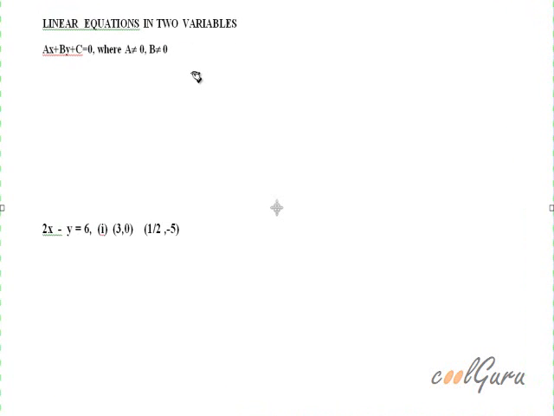This lecture is on linear equation in two variables. Consider this case, ax plus by plus c is equal to 0. This is the general form of linear equation in two variables. Before doing this, let's consider some examples of equation in one variable.